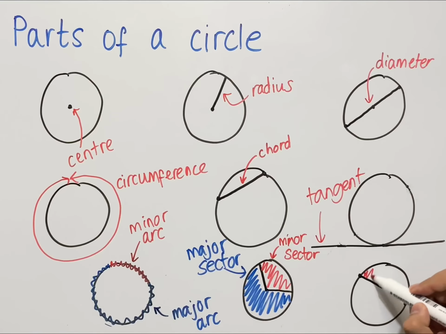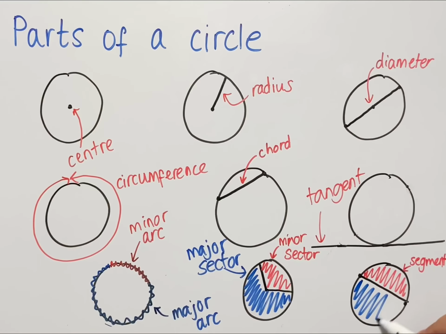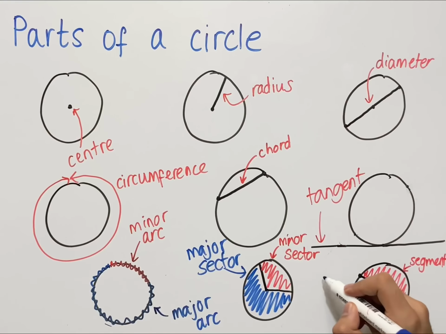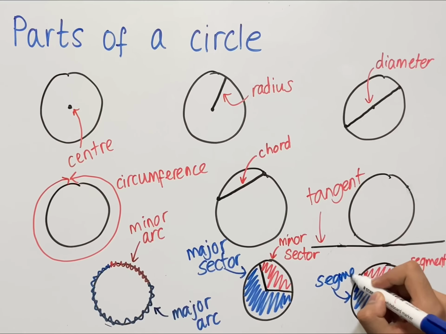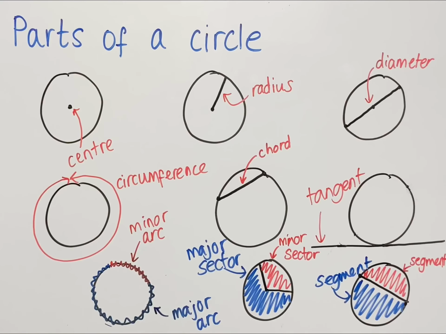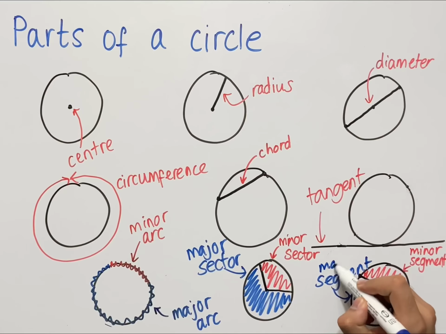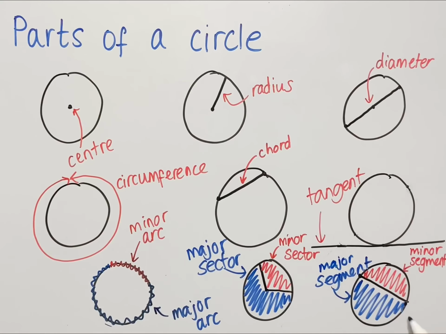So if I shade in this bit here, then this bit in red, we can call it a segment. And similarly, the bit in blue, we can also call a segment. So those areas are called segments when we have a chord. If we want to be more specific, then this segment is smaller in area than the blue segment, and so we can call this a minor segment. And so the area in blue we can call a major segment, since it has a larger area than the area in red.